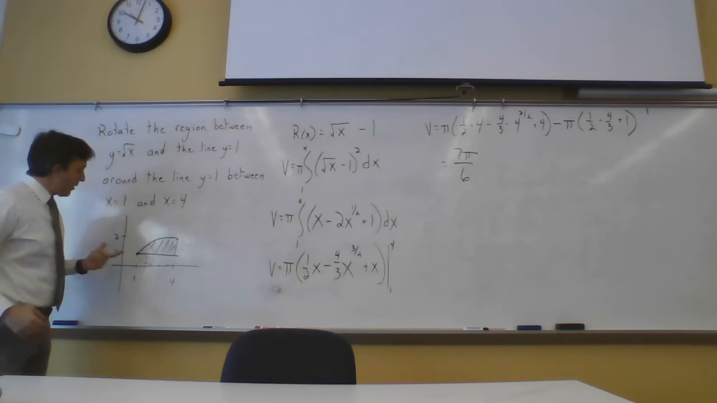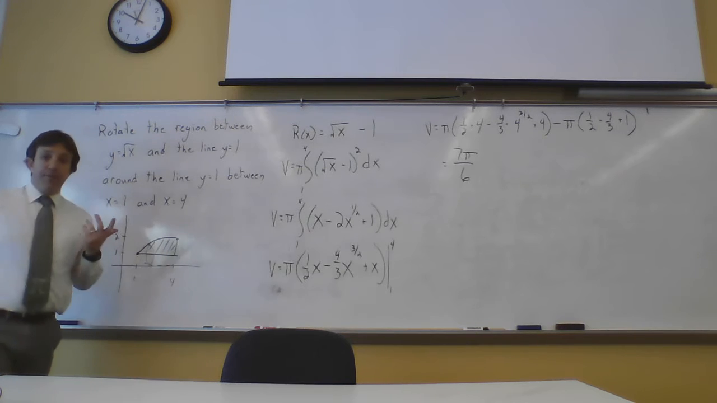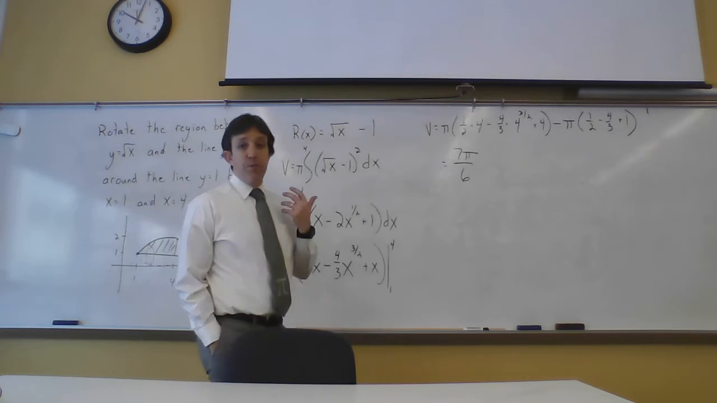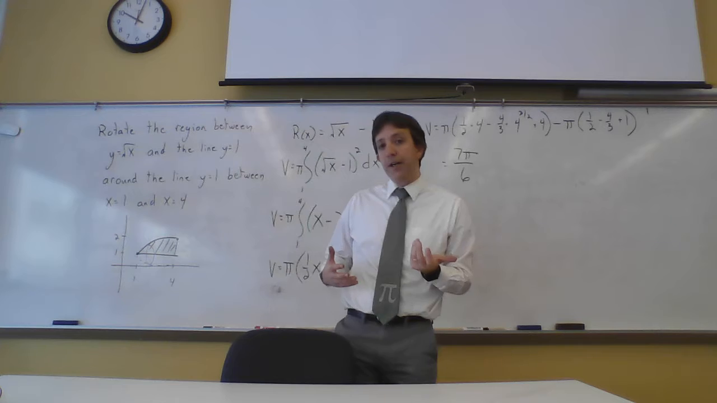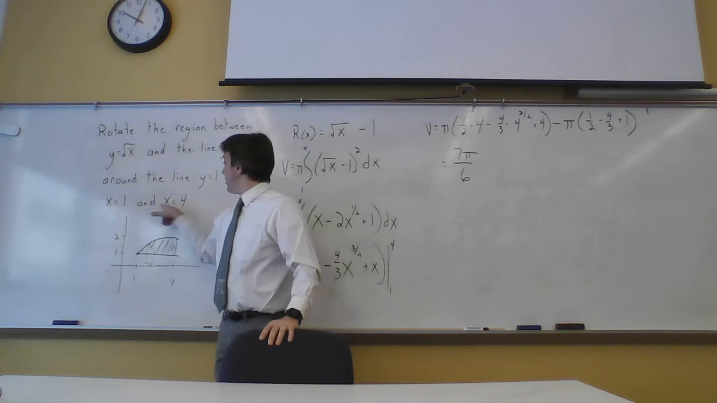So I started by sketching my square root function in between 1 and 4. If you don't know what a graph looks like, you are certainly welcome to use your calculator, or just start throwing some points in. We know we want to do this from 1 to 4.